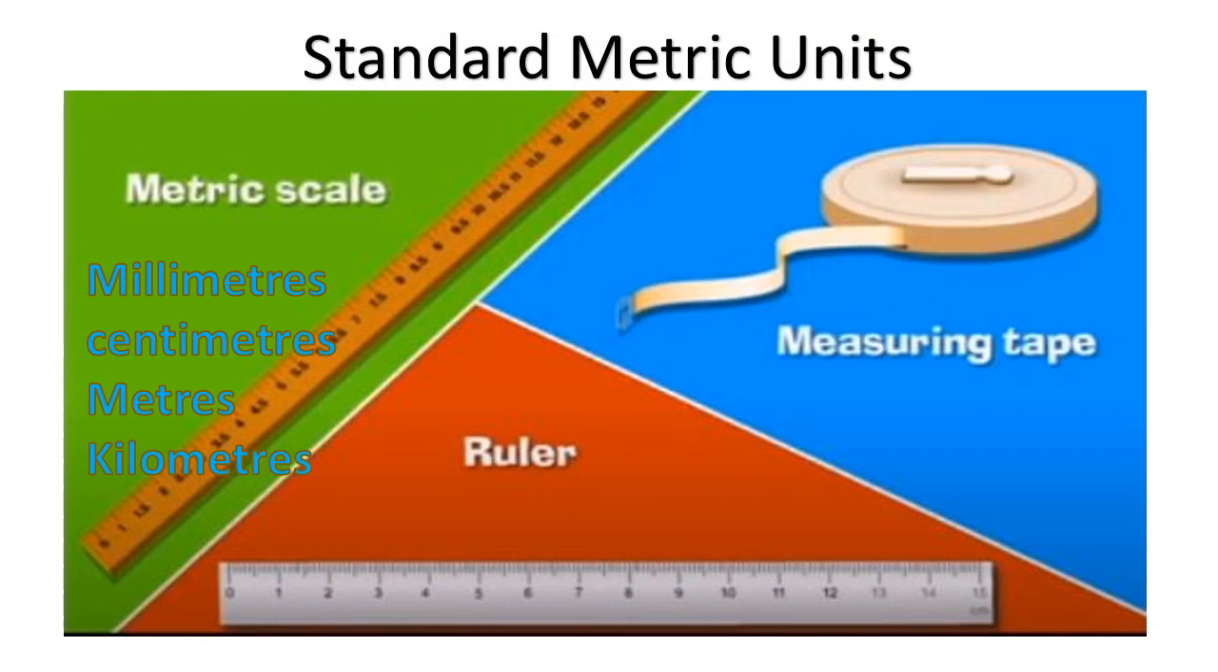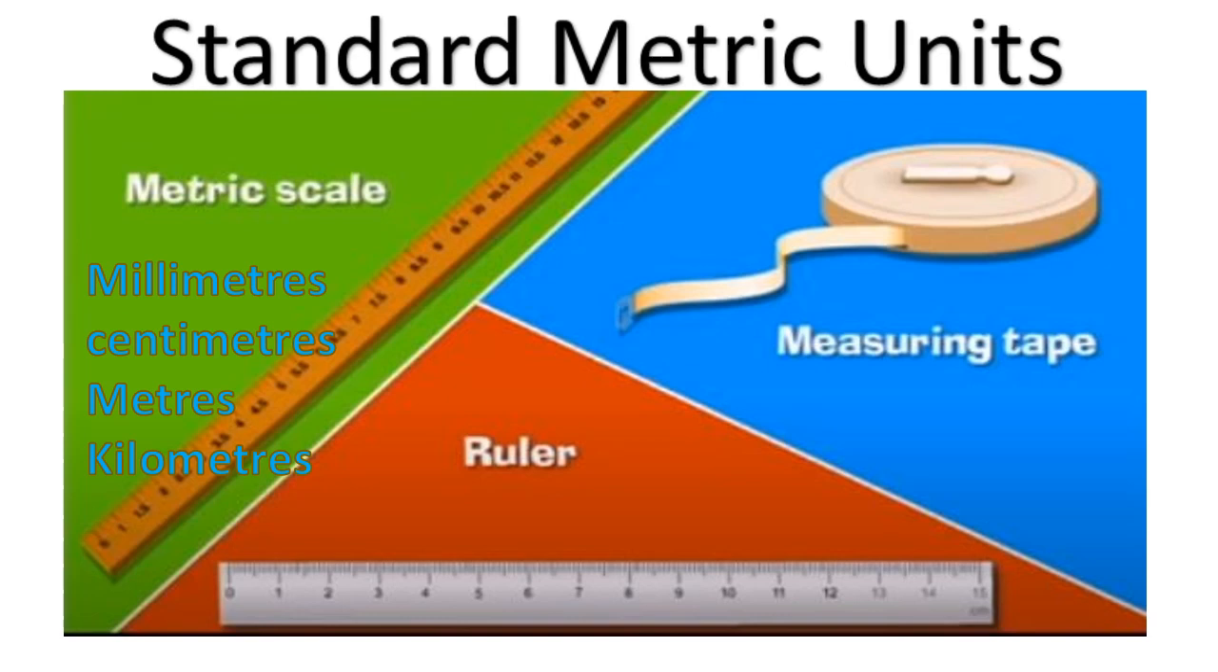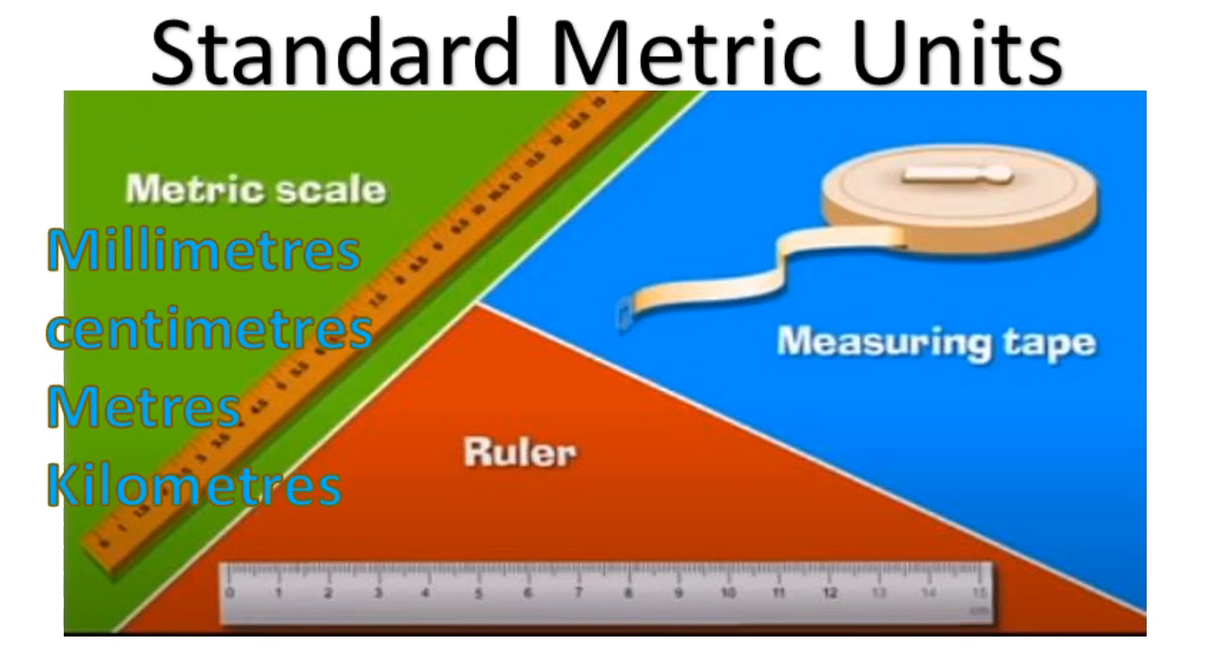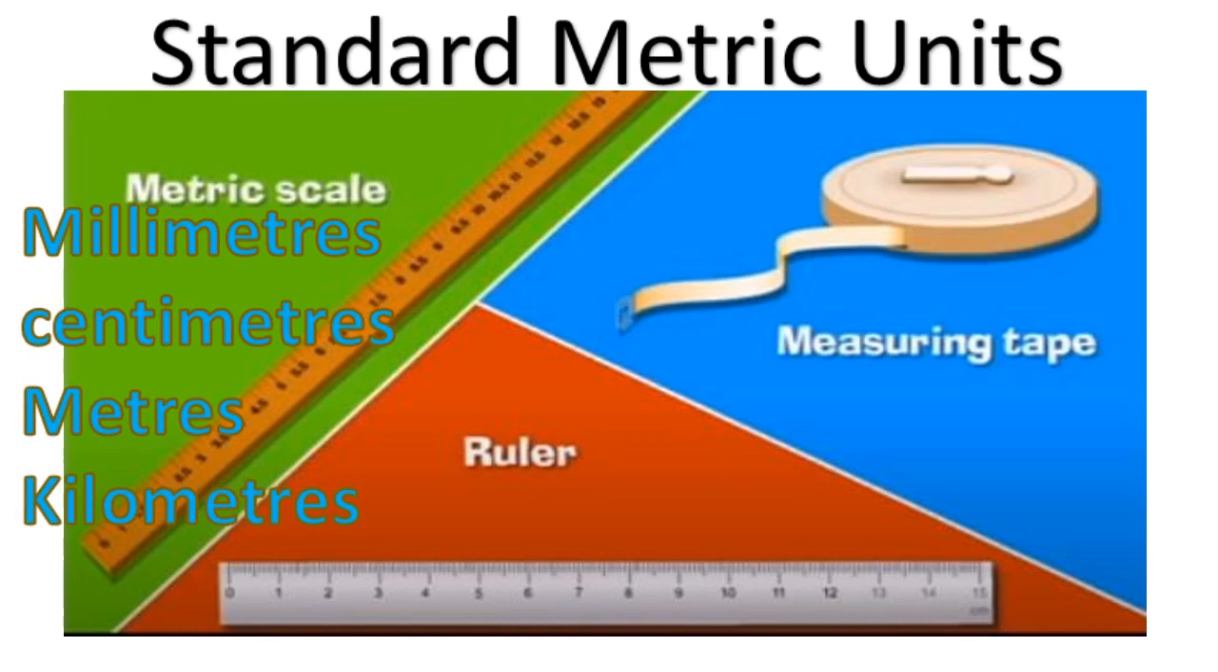We make use of standard metric units to maintain uniformity and accuracy in measurement. The standard units to measure the length are millimeters, centimeters, meters, and kilometers. To measure length, we make use of a ruler, a metric scale, or a measuring tape.